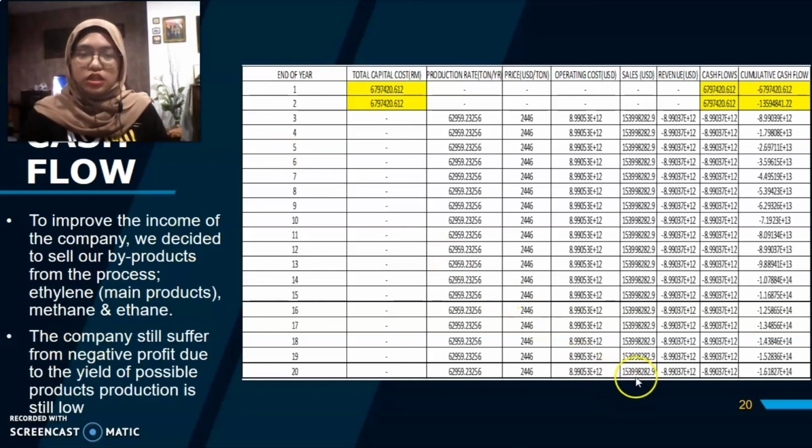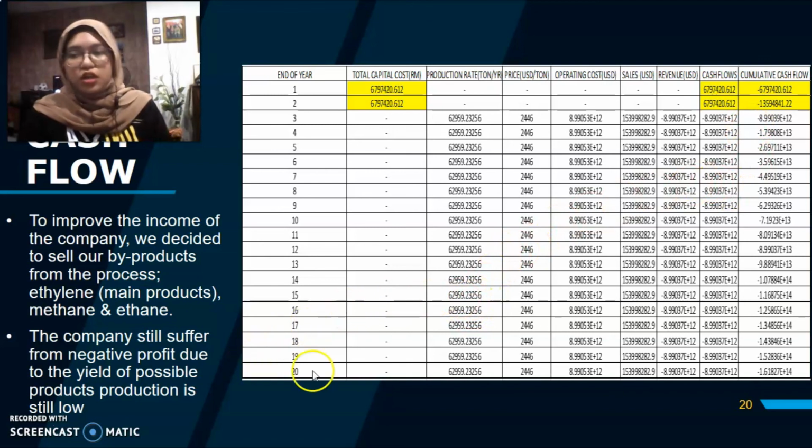As you can see here, this is the cumulative cash flow for our company for 20 years of production. In the first 2 years, we did not start the production yet, hence the negative cumulative cash flow. We started our production in the 3rd year, and our operating costs exceed the sales of the company, hence the negative cash flow even after 20 years of production. So the company suffers from negative profit because the yield of the product is still low. Our ethylene production only has 12% yield, hence the negative profit.